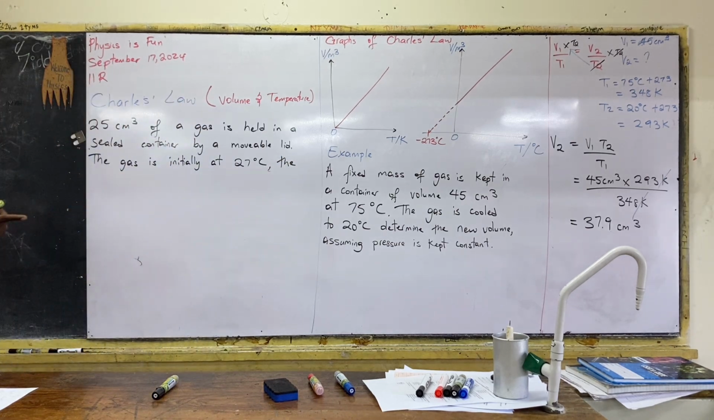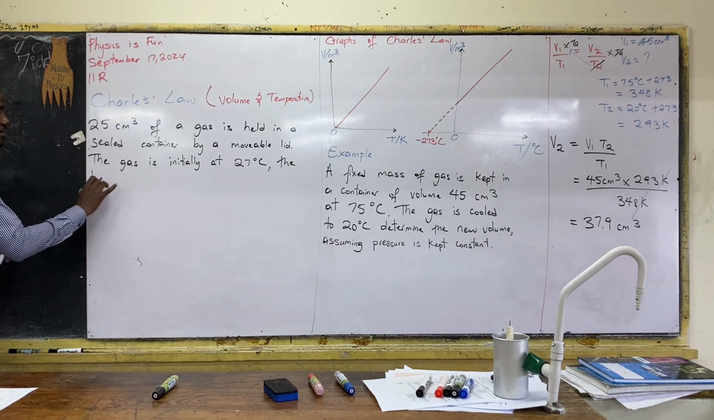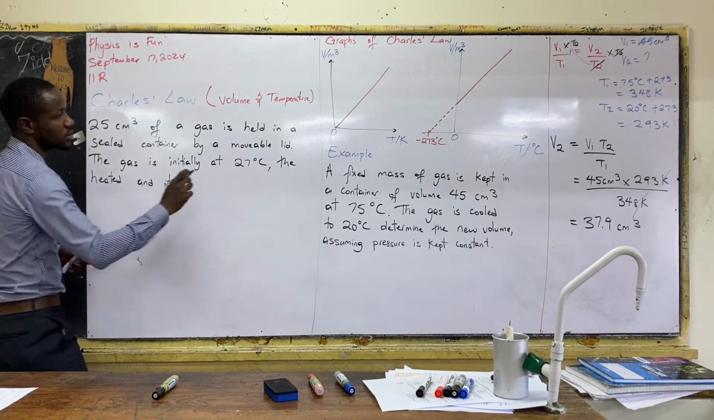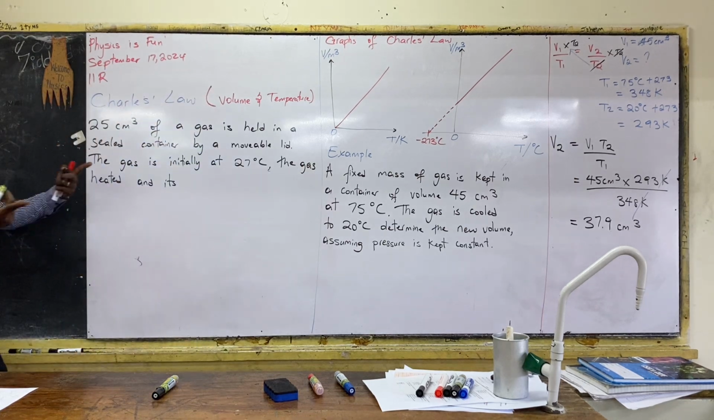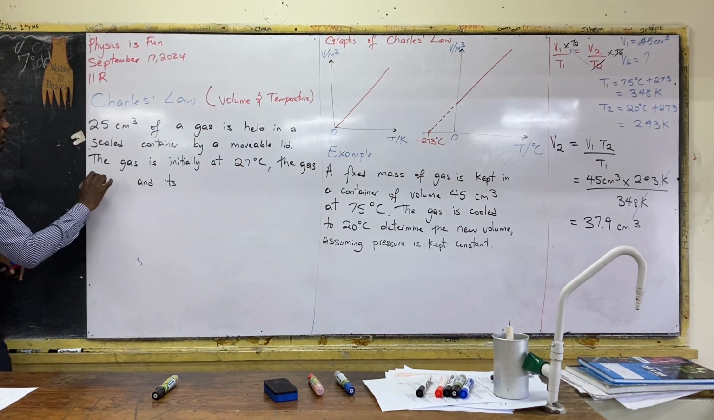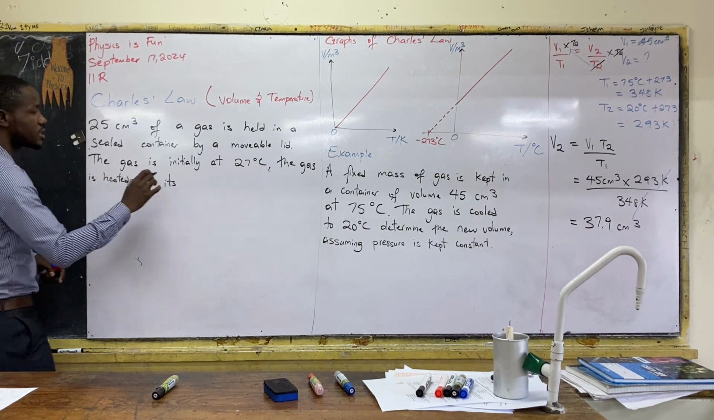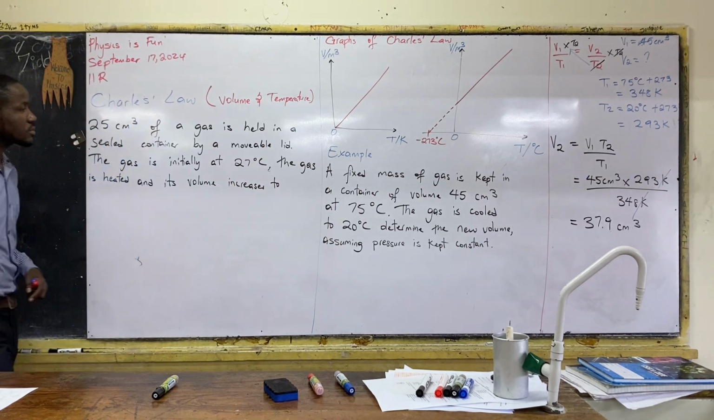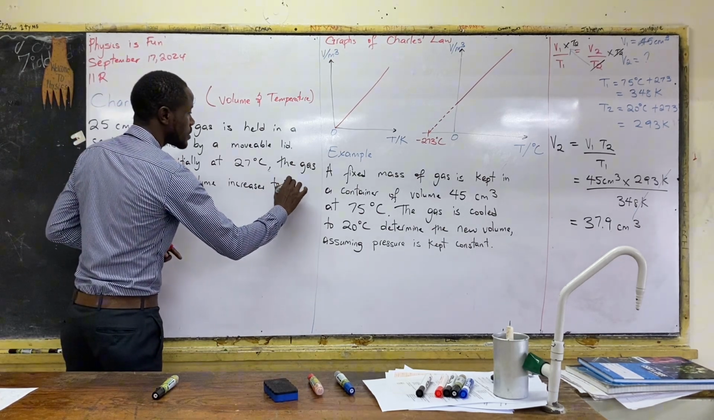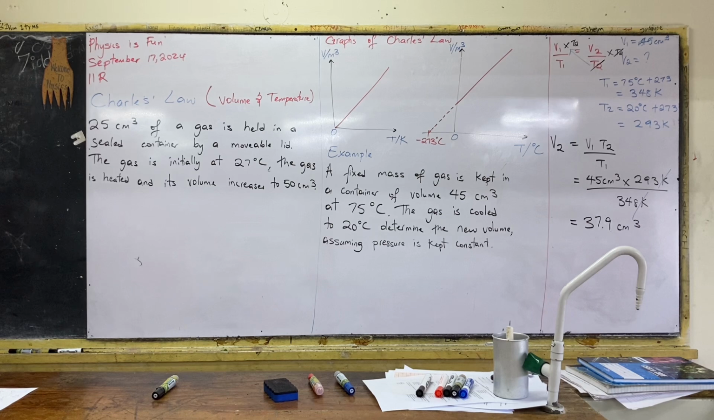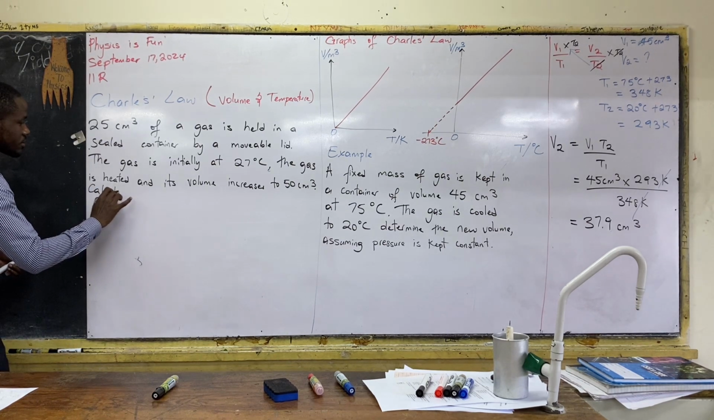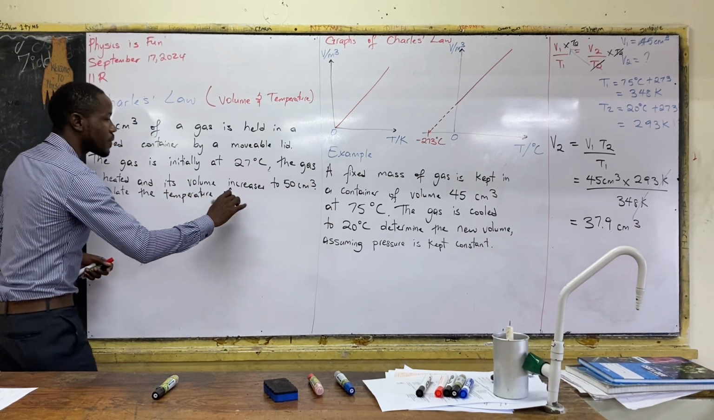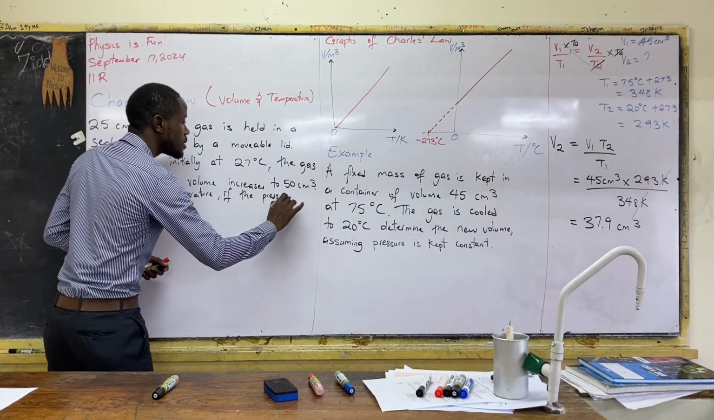You said that you wanted a temperature one, right? To find temperature. All right, so let's try that. The gas is heated. All right? So the gas is heated. And its volume increases to, let's say, double of that, so 50 cm cube. All right? Calculate the temperature of the gas if the pressure is kept constant.